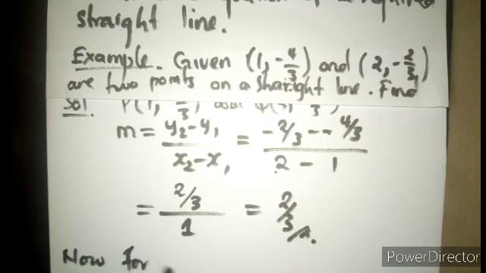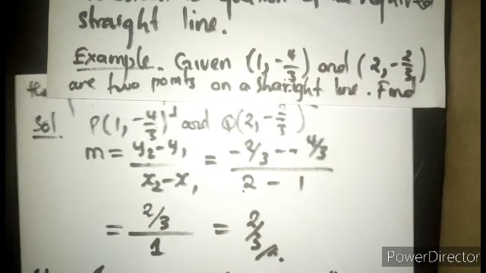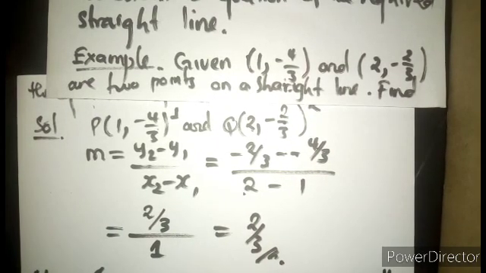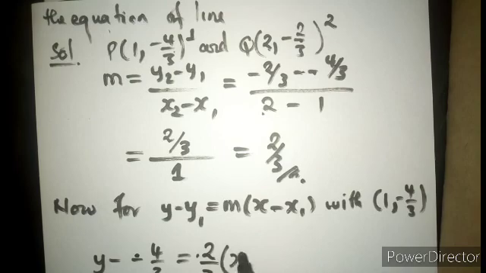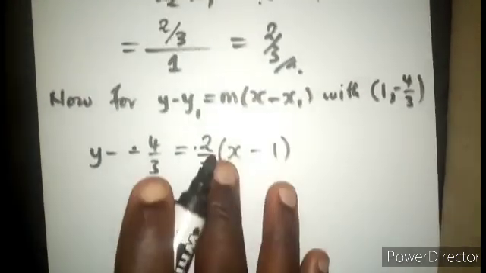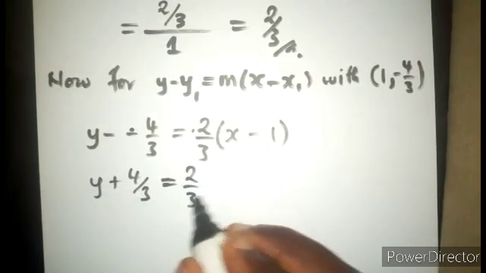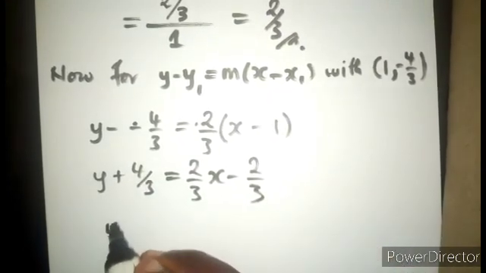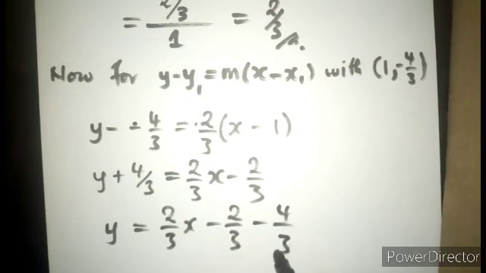Now, for y minus y1 equals m into x minus x1, if we use this with the point 1, minus 4 over 3, we are going to have y minus 4 over 3 equals 2 over 3 into x minus 1. If you open the brackets, we have y plus 4 over 3 equals 2 over 3x minus 2 over 3. So y is equal to 2 over 3x minus 2 over 3 minus 4 over 3.